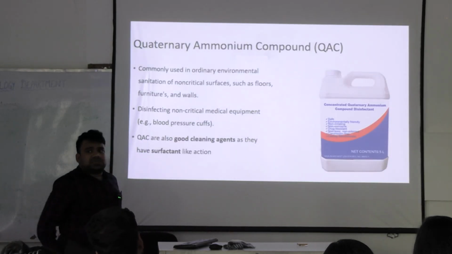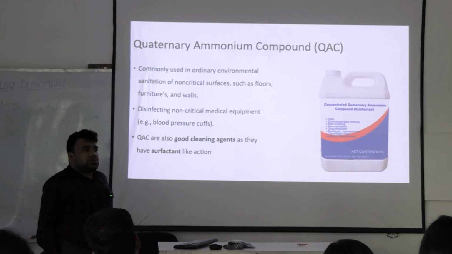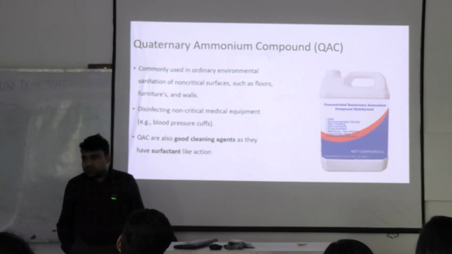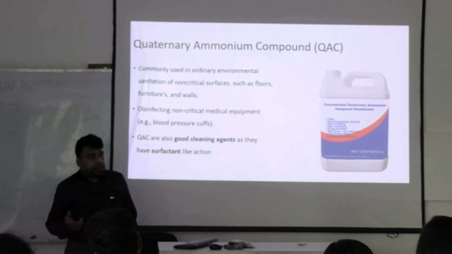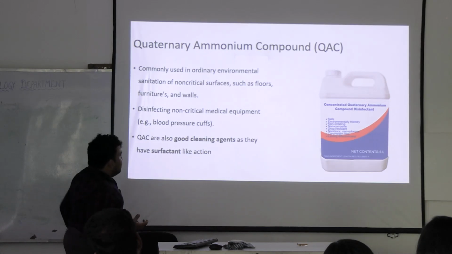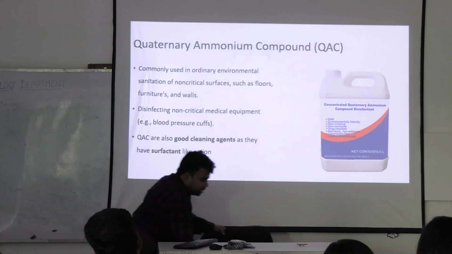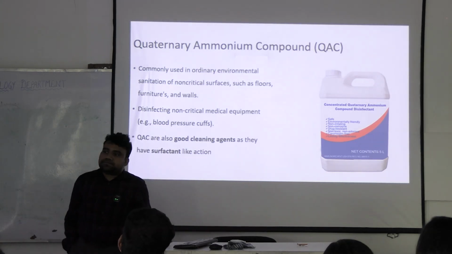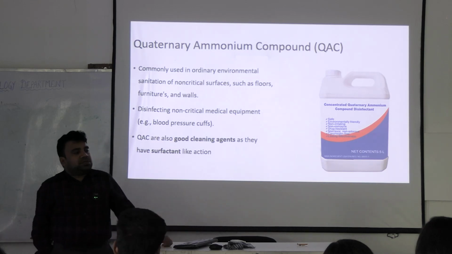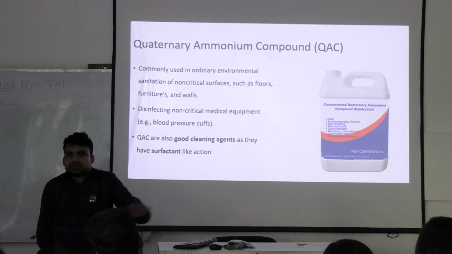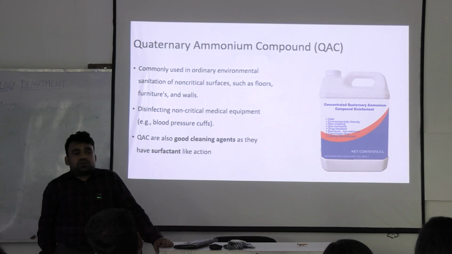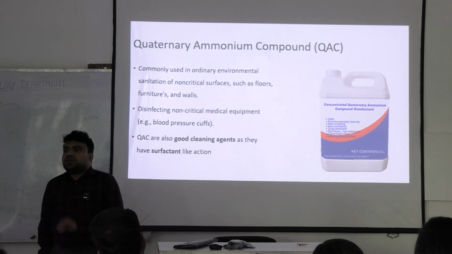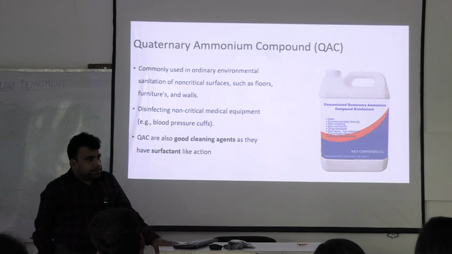Now what are these low level disinfectants? First is quaternary ammonium compound. What are quaternary ammonium compounds? There are ammonium compounds in which there is quaternary structure. These are predominantly used for cleaning purposes, routine cleaning. If we have to clean normal hospital wards and corridors, we need a low level disinfectant. That means if viable bacteria are present, it will kill them, but it cannot kill spores.